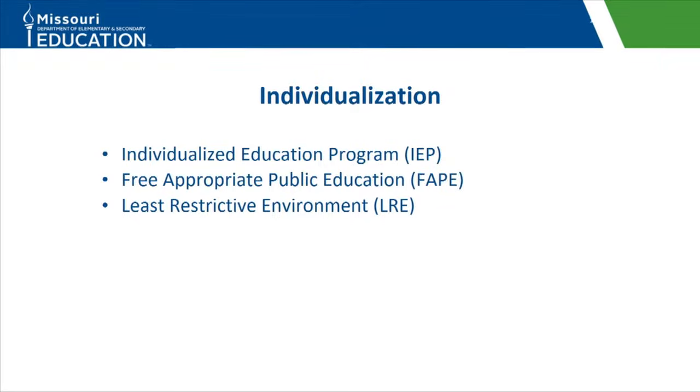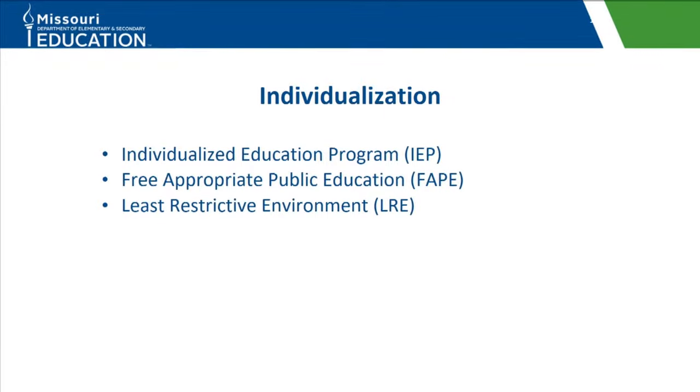The IEP has two general purposes. First, it is to set reasonable learning goals for a child. And second, it identifies the services the school district will provide for the child. A free, appropriate public education, FAPE, means services are provided at no cost to the parent. Least restrictive environment, LRE, means the supports and services are provided in the general education classroom as much as possible.